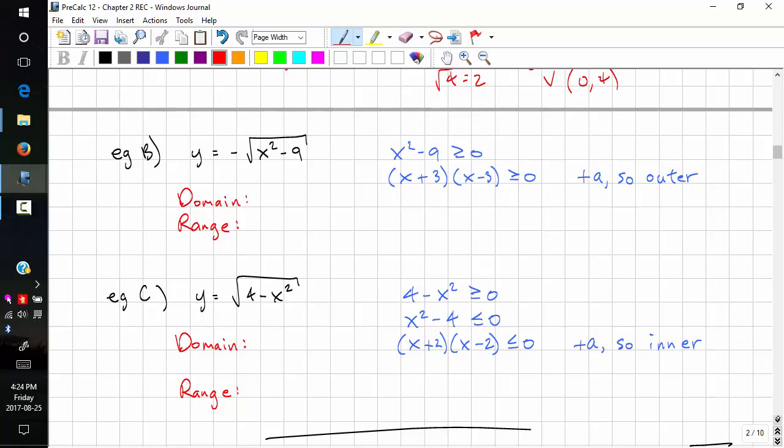Okay, so we have just the radicand. We ignore this minus sign. That just means it's a reflection on the x-axis. So we're looking for the radicand greater than or equal to 0. So x squared minus 9 is greater than or equal to 0. This factors into x plus 3, x minus 3.